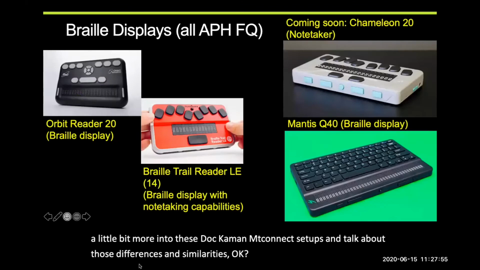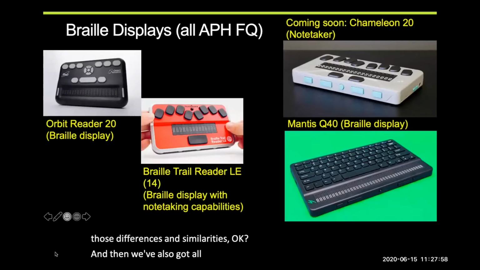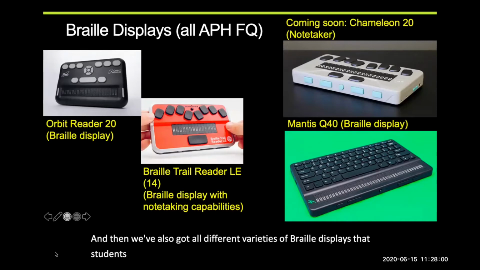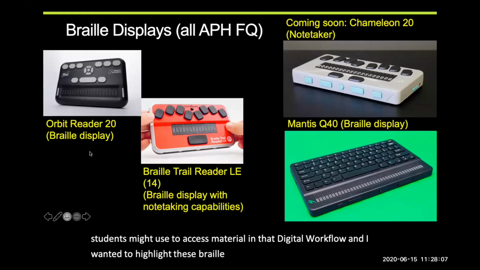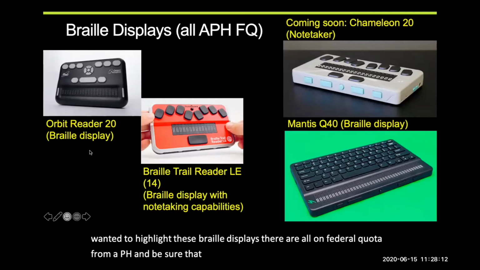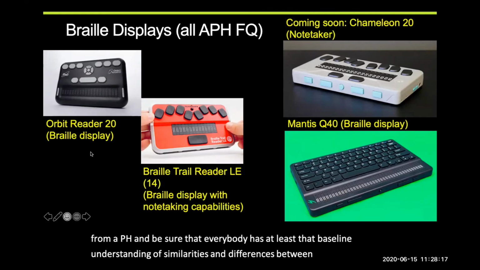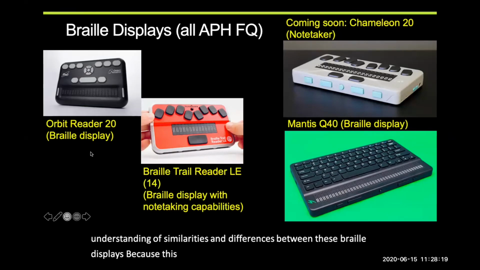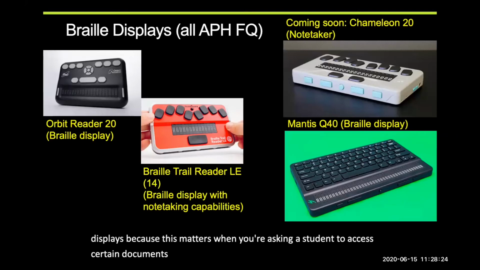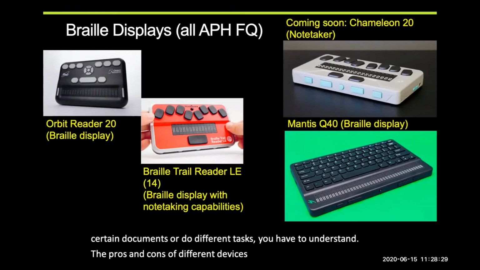And then we've also got all different varieties of Braille displays that students might use to access material in that digital workflow. And I wanted to highlight these Braille displays. They're all on federal quota from APH. Be sure that everybody has at least a baseline understanding of the similarities and differences between these Braille displays, because this matters when you're asking a student to access certain documents or do different tasks. You have to understand the pros and cons of different devices that will allow a student to carry out various tasks.